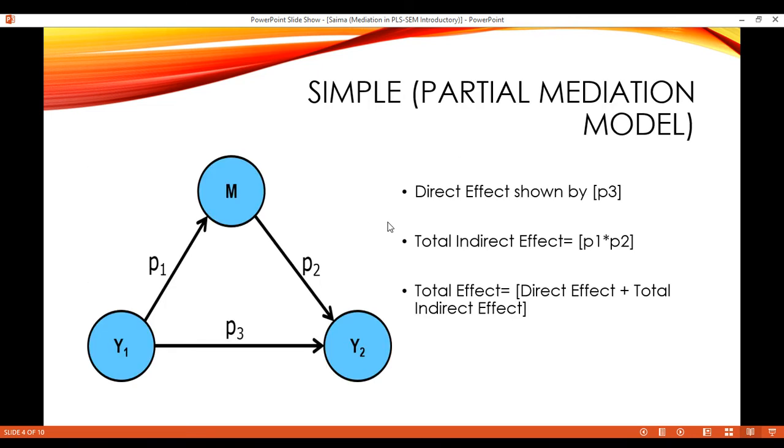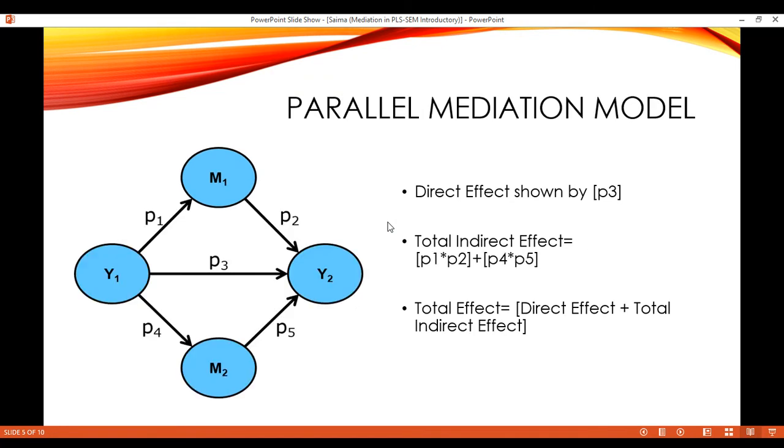If you look at the simple mediation model, we can say that the direct effect, which shows the linear relationship between Y1 and Y2, is represented by the path coefficient P3. Y1 and M is represented by the path coefficient P1. M and Y2 is represented by the path coefficient P2. The direct effect is shown by P3. The indirect effect is the multiplication of P1 and P2. And if we want to calculate the total effect, it is the summation of the direct effect and the total indirect effect.